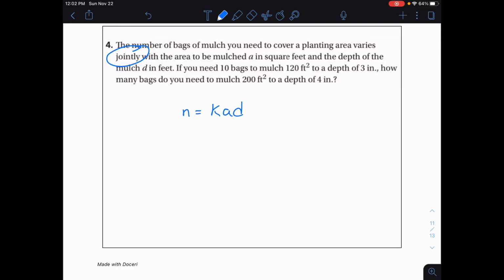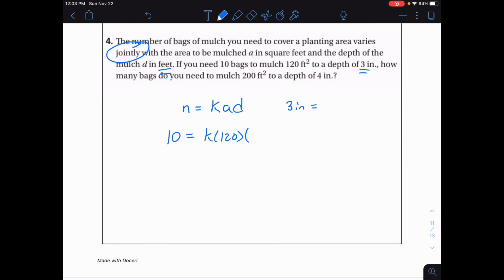If you need 10 bags of mulch to mulch 120 feet to a depth of 3 inches. In this case, we're almost making a mistake because in the original problem it says the depth in feet. In this case, a 3-inch depth is 1/4 of a foot. So in reality, we're going to represent that 3 inches as 0.25 feet. There we go, that's better. And then they ask how many bags do we need to mulch 200 square feet to a depth of 4 inches. So we'll solve that in a second.